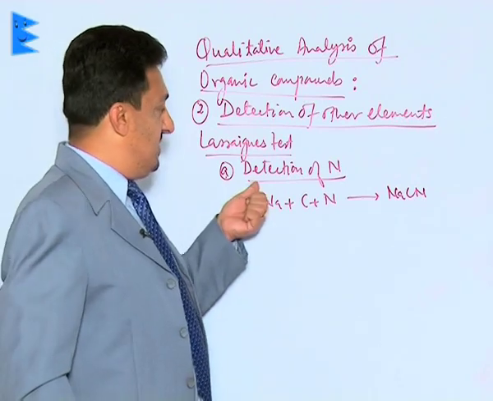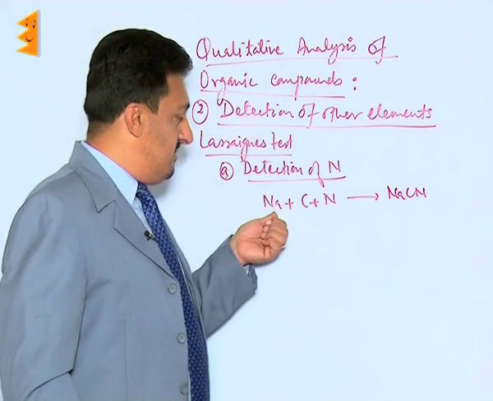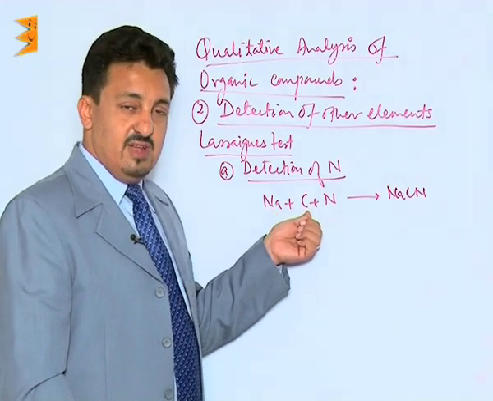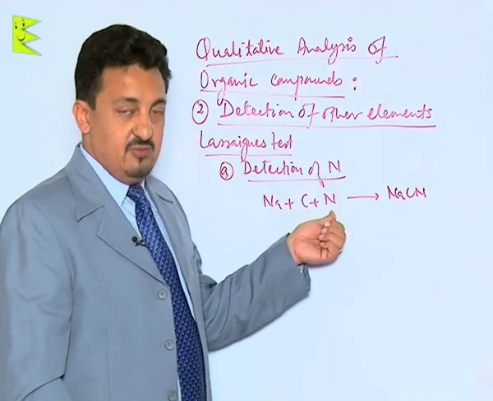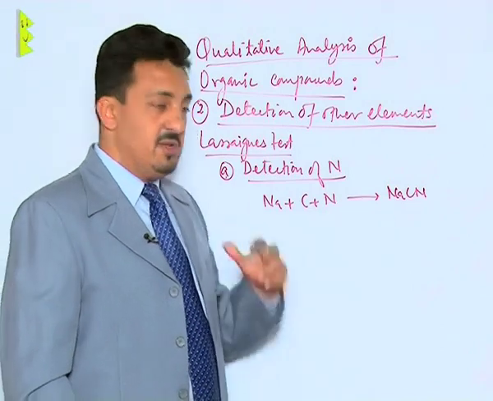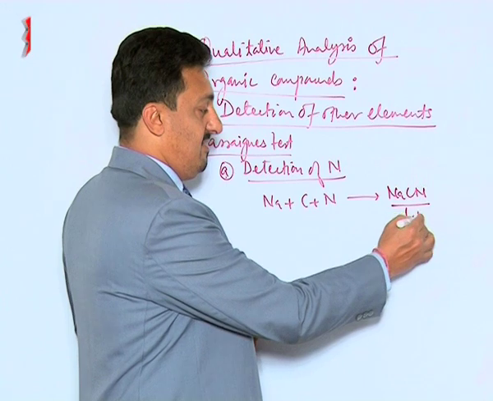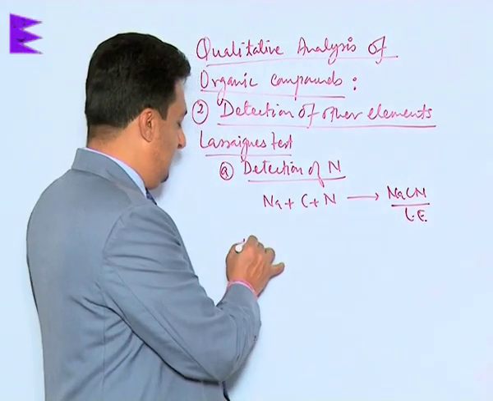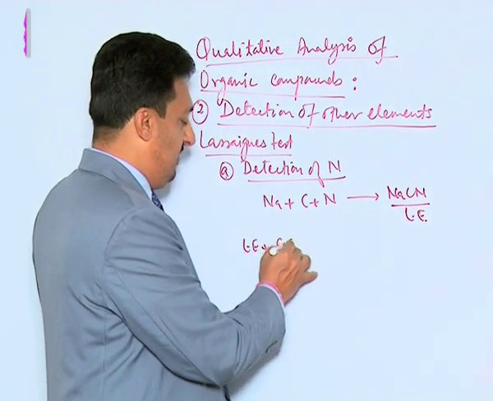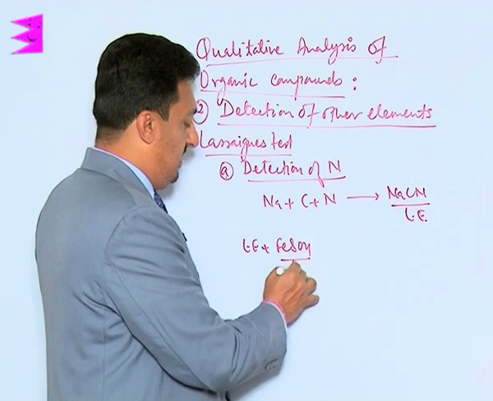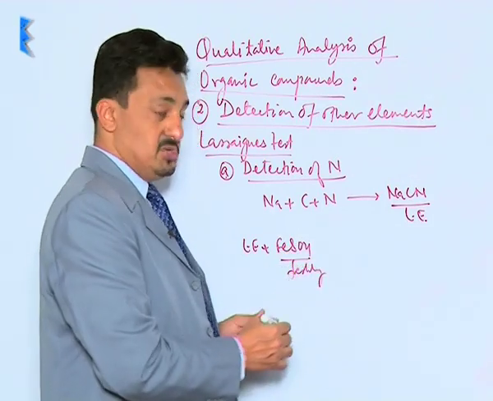Let us do the first detection, of nitrogen. When sodium is heated with an organic compound that has carbon, and nitrogen is there in that organic compound, sodium cyanide is formed. So this is there in your Lassaigne's extract. Now that extract is taken and freshly prepared ferrous sulfate is added. It has to be freshly prepared so that there is no oxidation.